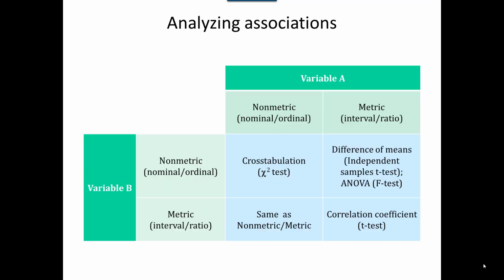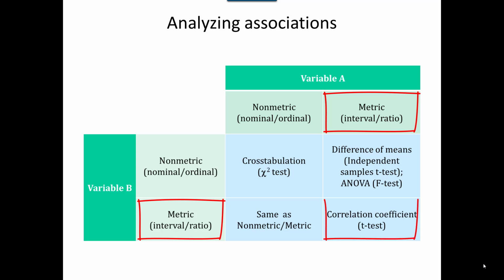In this module, we focus on the second type of analysis of associations that involves correlation coefficients. If you recall, when analyzing associations between variables, the type of analysis depends on the types of variables you have in the analysis. In this module, we focus on the case where both variables are metric, that is, use interval or ratio scales.